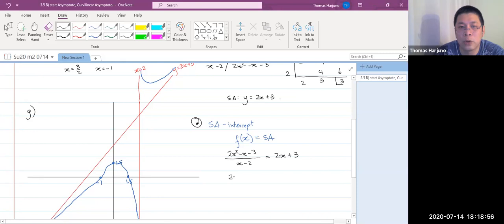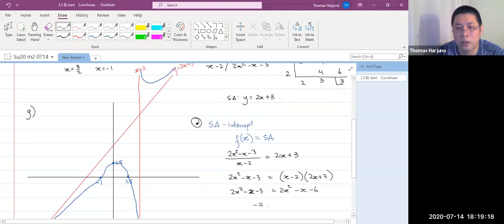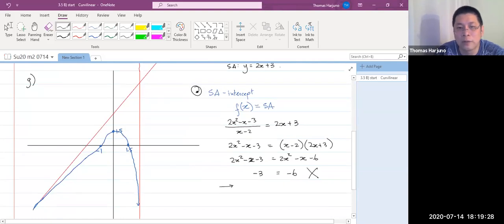So 2x squared minus x minus 3 equals (x minus 2) times (2x plus 3). On the right-hand side, I will get 2x squared minus x minus 6. So we cancel the 2x squared, we also cancel the negative x, and we get negative 3 equals negative 6. That's incorrect, that's a contradiction. Because of that, there is no slant asymptote intercept.